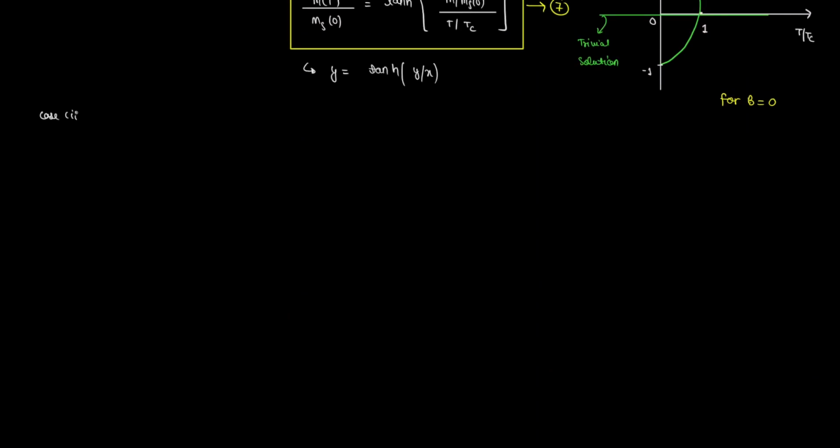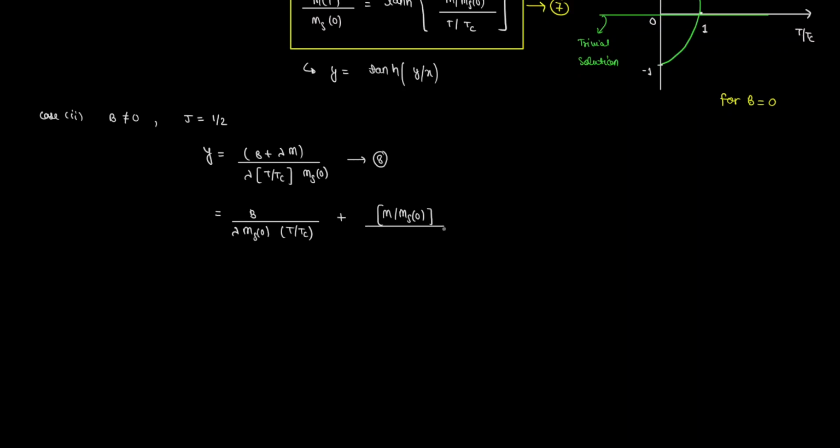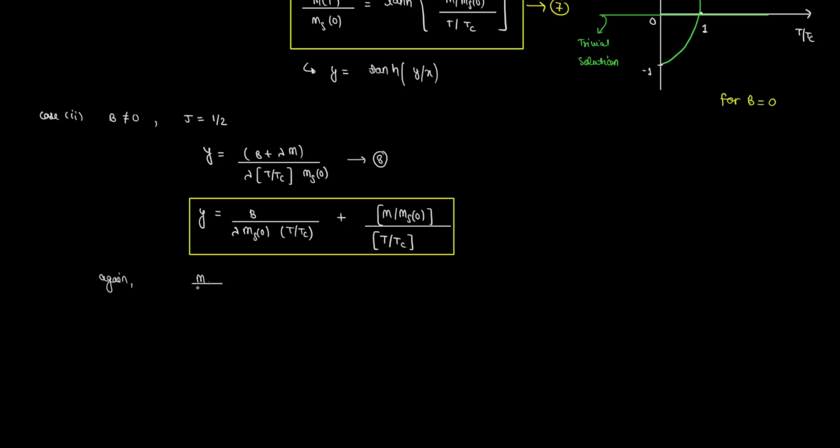So let's apply a magnetic field for J equal to half. In that case our y will be equal to (B plus lambda M) divided by lambda times T by Tc times the saturation magnetization. We can split it into two terms so that in the absence of magnetic field, this y will correspond to the previous equation. Now again, the ratio of spontaneous magnetization to saturation magnetization is the Brillouin function, which is equal to the tanh function for J equal to half. So let's put the value of y here, and you will get this.